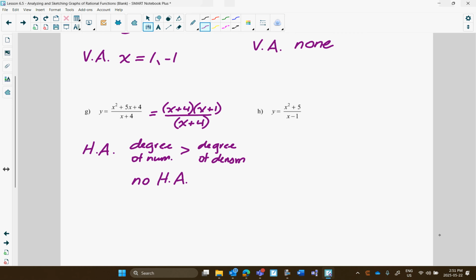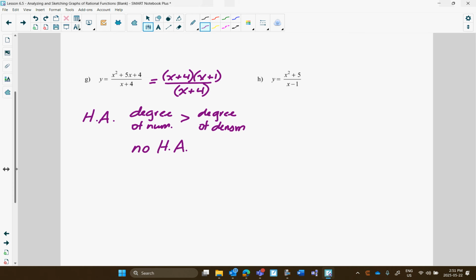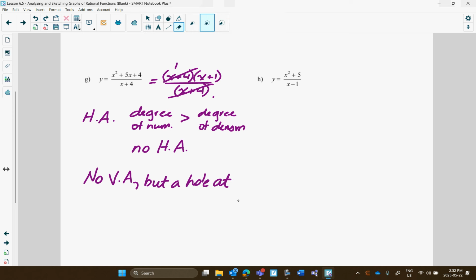Vertical asymptote. Now I look at cancel, which you should be able to see we can do. Notice we canceled the denominator completely out, didn't we? Therefore, there's no vertical asymptote, is there? But there is a hole. So no vertical asymptote, but a hole at x equals what? -4.